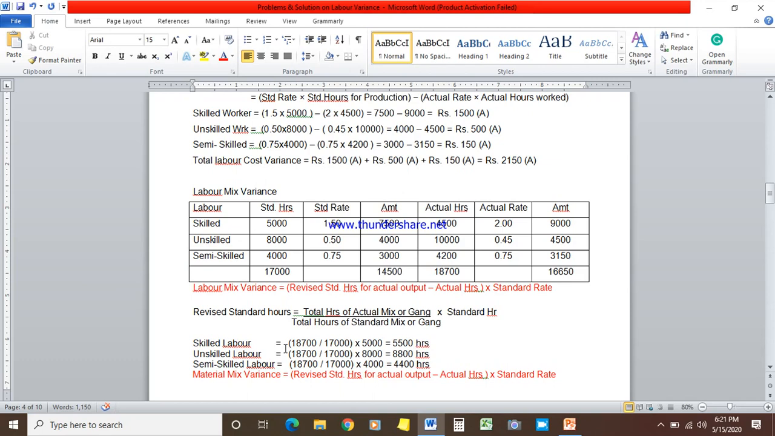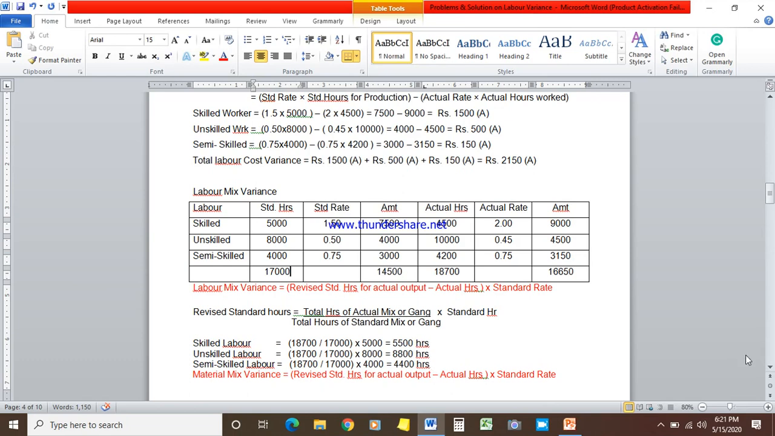So in case of skilled workers, the total hours of actual mix is 18,700 divided by the total standard hours 17,000, multiplied by skilled labor's standard hours, that is 5,000. The numerator and denominator part is going to remain the same for all the three categories, so we need to multiply each one of these with the respective standard hours. By doing so, we get skilled laborers 5,500, unskilled laborers 8,800, and semi-skilled laborers 4,400. So this becomes our revised standard hours.